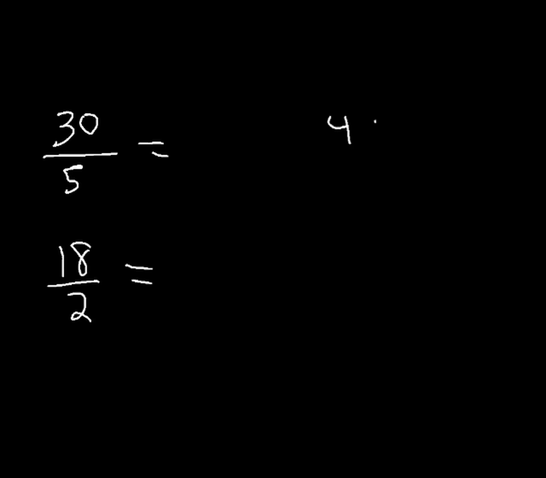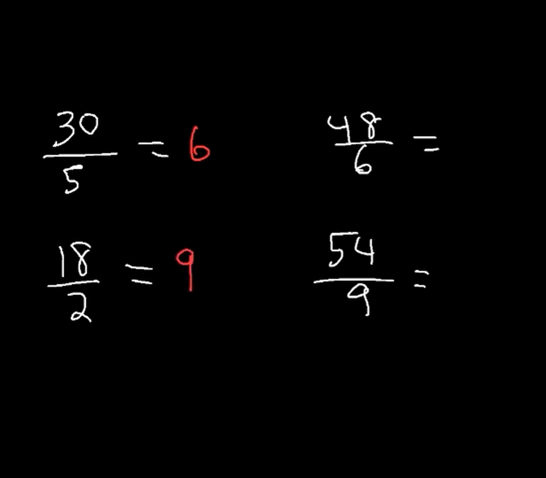Try these. 30 divided by 5, 18 divided by 2, 48 divided by 6, and 54 divided by 9. So 30 divided by 5 is 6. 18 divided by 2 is 9, since 9 times 2 is 18. And 48 divided by 6 is 8. And 9 times 6 is 54, so 54 divided by 9 is 6.